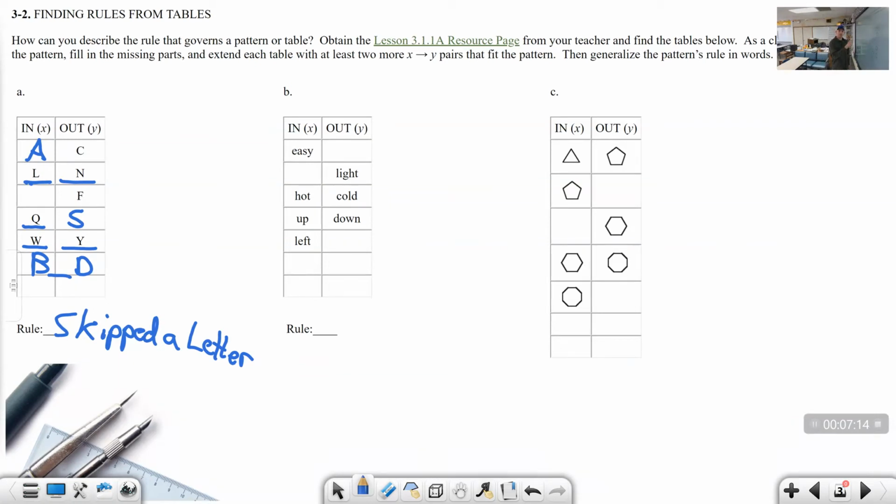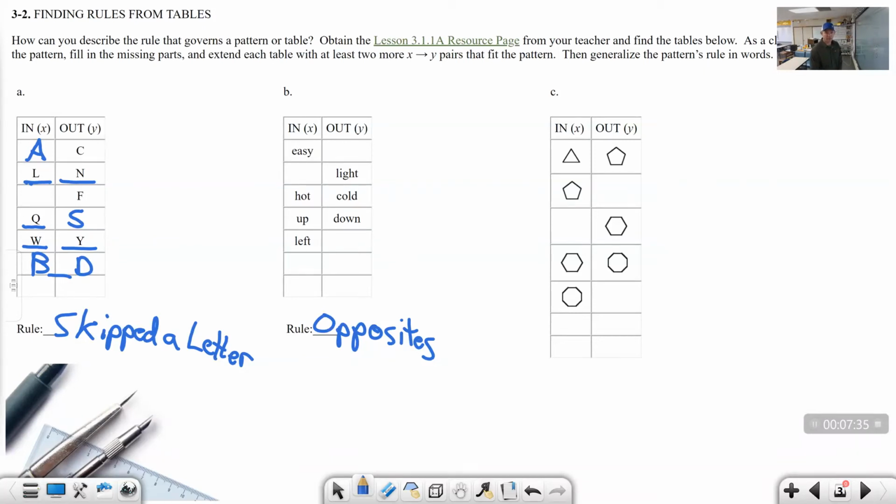What's the rule? Hot, cold. Up, down. What's the rule? I should have said opposites. Go ahead and fill in the table by doing opposites. Pause the video.